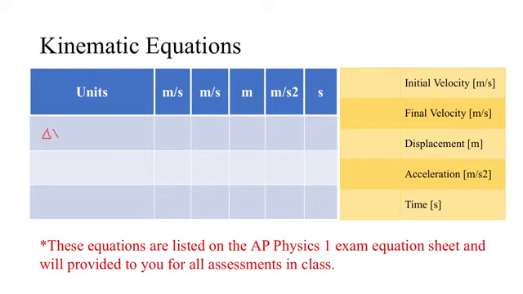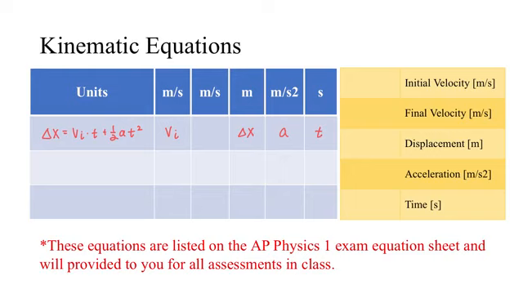The displacement of an object is equal to its initial velocity multiplied by the time, plus 1/2 its acceleration times time squared. So this equation relates our initial velocity, our displacement, our acceleration, and time. Given any three of these variables, you could use this equation to solve for the remaining one.